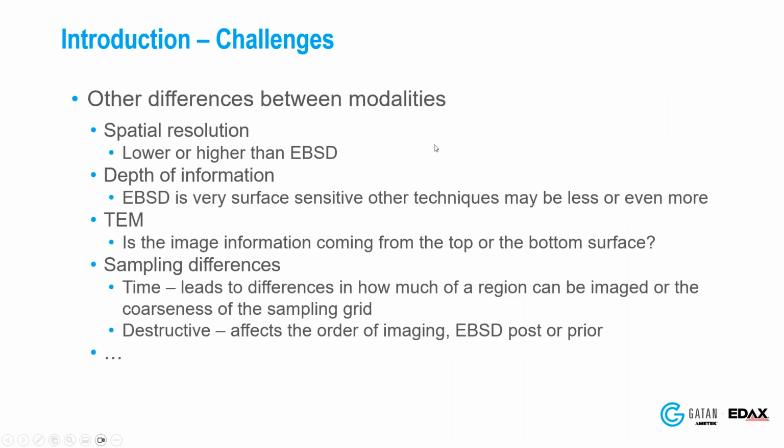Other differences between different imaging modalities include spatial resolution. Obviously, if we're in the TEM, we're at a higher spatial resolution than we would be in the SEM for EBSD. The depth of information: EBSD comes from just below the surface. It's quite surface sensitive, but we do get some information from below the surface a little bit. Whereas in the TEM, you may have information coming from the top or the bottom, depending upon the technique. There are sampling differences in terms of when it was done. You know, can you do it in situ or can you do it ex situ? Some are destructive, so you have to think about which technique you need to do first.